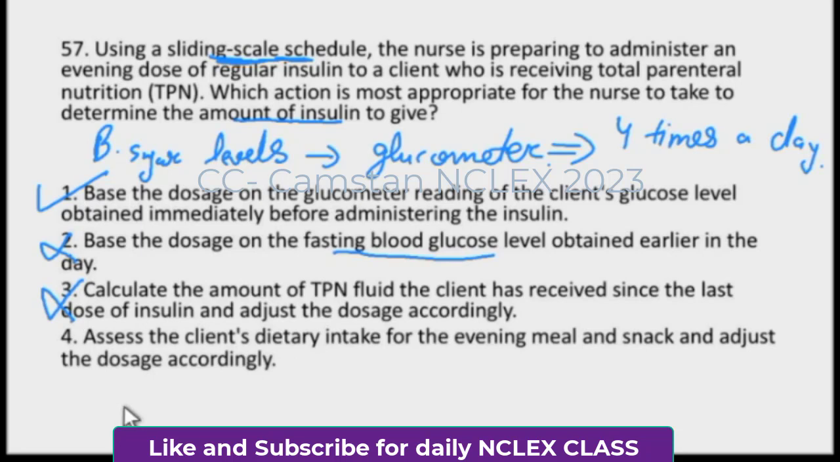Fourth one is assess the client's dietary intake for the evening meal and snack and adjust the dosage accordingly. Well, the same thing, the nurse can't calculate the dietary intake, right? And that's why cannot calculate the insulin dosage using this dietary intake. So this option is also incorrect. So the right one is first one, that is the base the dosage on the glucometer reading of the client's glucose level obtained immediately before administering the insulin, right? So moving on to our next question.